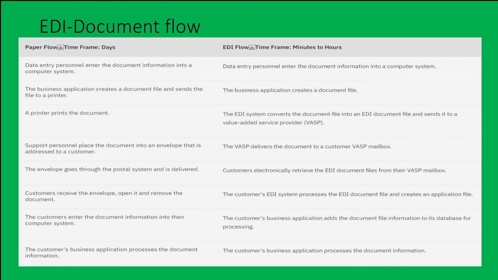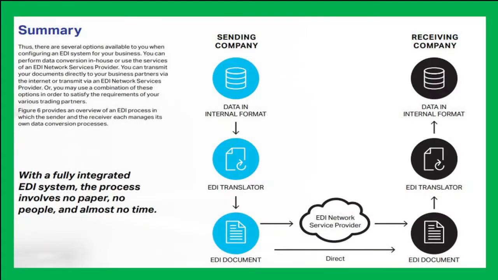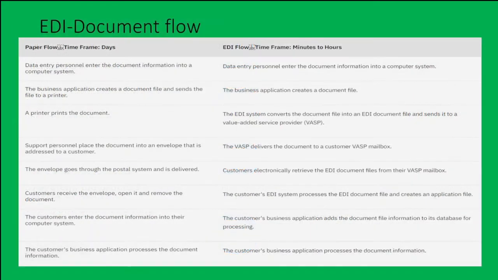So here the EDI application creates a document. Look at this one document. The EDI document is created. The printer prints the document. The EDI file converts the document into an EDI document and sends it to the VASP, the value added service provider, that will take charge of transmitting the data. Support personnel place the document into an envelope, and that is addressed to a customer. So we keep the printed purchase order in an envelope and we write our supplier's address.